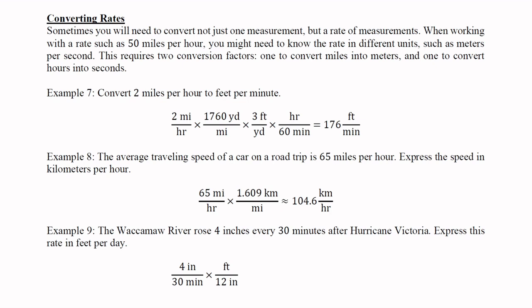And then we're going to convert our minutes into days, starting off with 60 minutes in an hour, and then 24 hours in a day. Cancel out all your units. You're left with feet per day, and multiply your numbers on the top, multiply your numbers on the bottom, and then divide what you have on the top and the bottom, and it should come out to a nice even 16 feet per day.